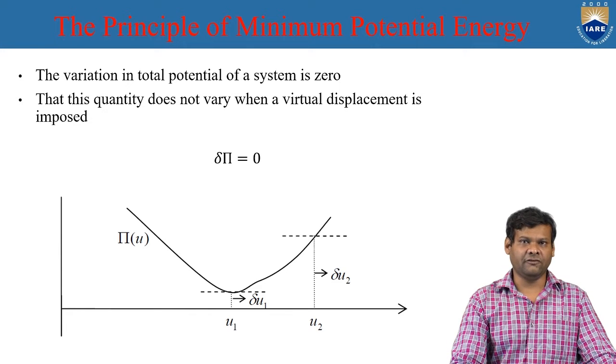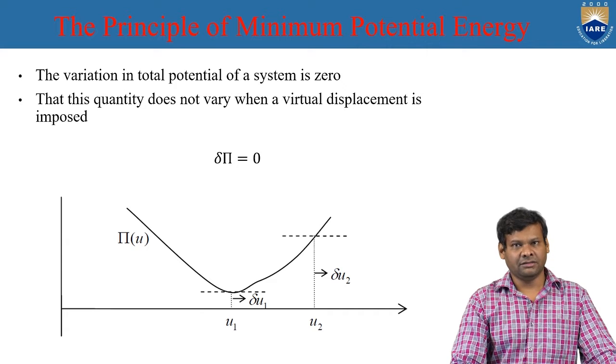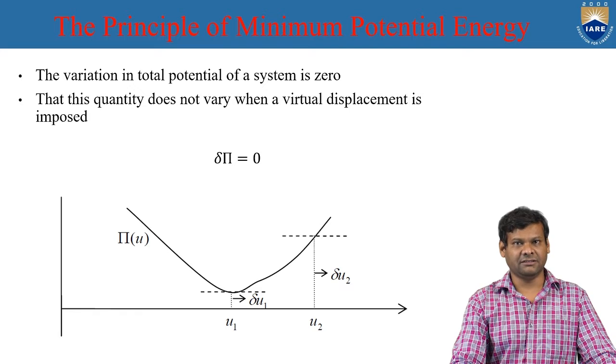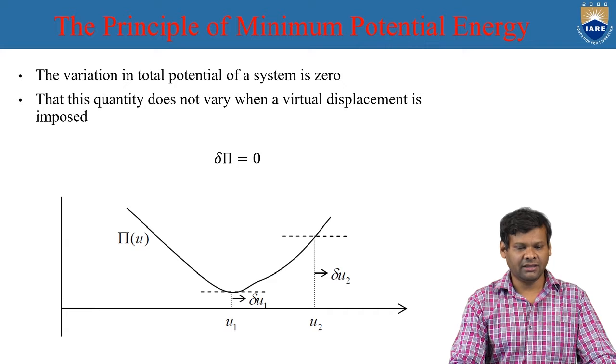It is not the case only in solid mechanics; when you take any system, the system always tends to move towards the lower energy point or the lower potential. For example, when you take water and spill it, what happens? It spreads all over the floor. That means it is minimizing its potential. Similarly, that quantity does not vary when a virtual displacement is imposed.